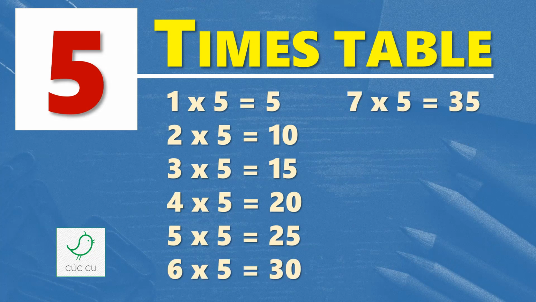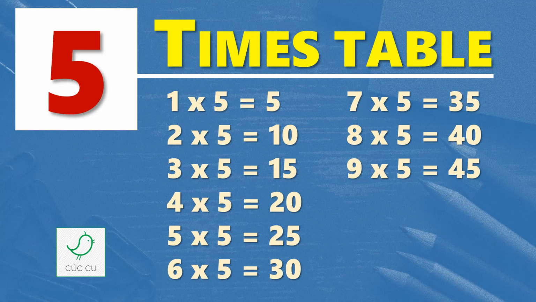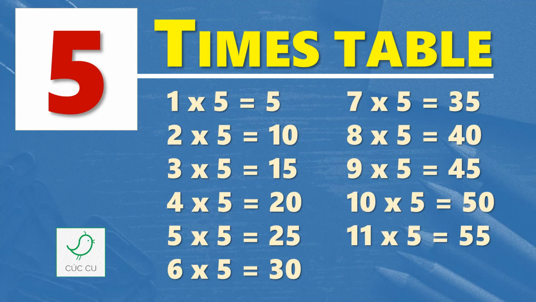7 times 5 is 35. 8 times 5 is 40. 9 times 5 is 45. 10 times 5 is 50. 11 times 5 is 55. 12 times 5 is 60.